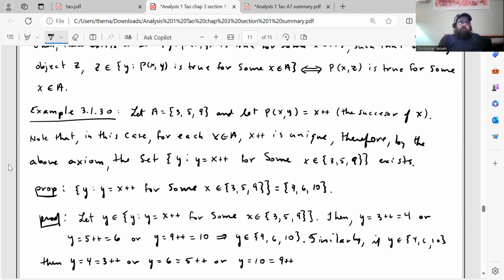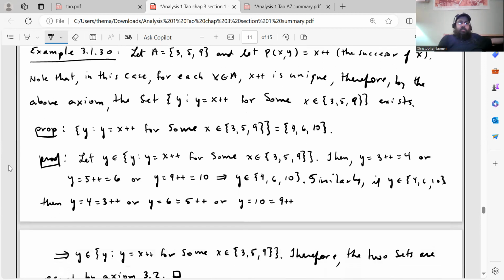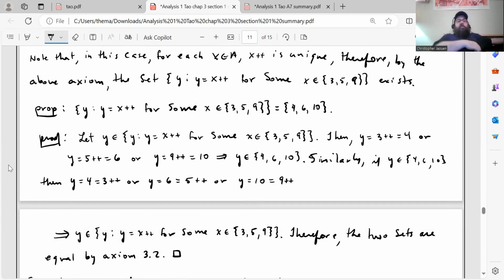And then there are some propositions that he states again that he wants us to do ourselves. So here's the first proposition: the set of all Y such that Y is the successor of X for some X in the set containing 3, 5, 9 is equal to the set containing 4, 6, 10. So here's my proof. Let Y be an element of the first set. Then Y is the successor of 3, which is the same thing as 4, or Y is the successor of 5, which is equal to 6, or Y is the successor of 9, which is 10. Therefore, Y is an element of the set on the right.